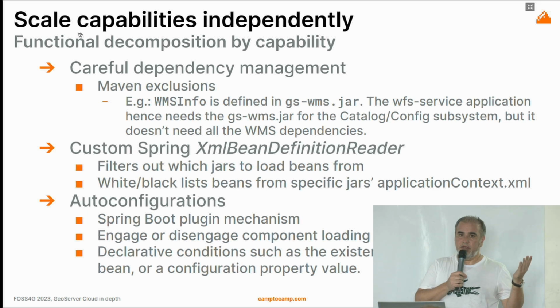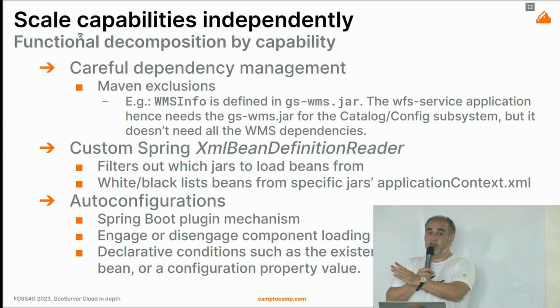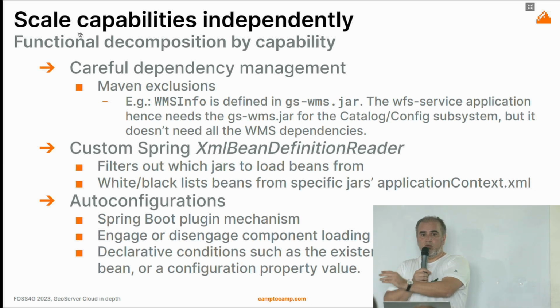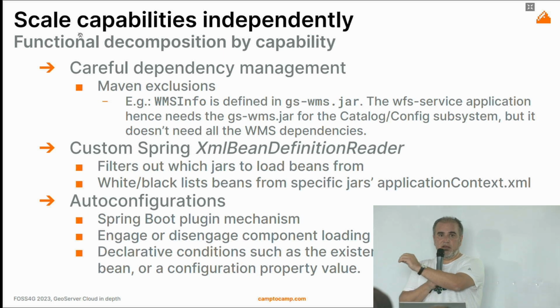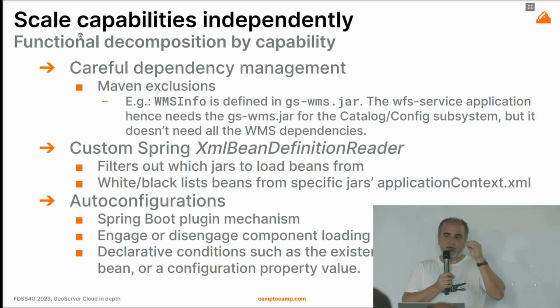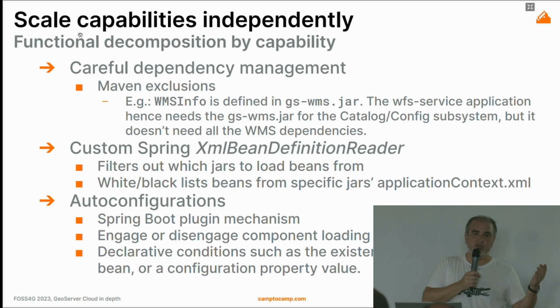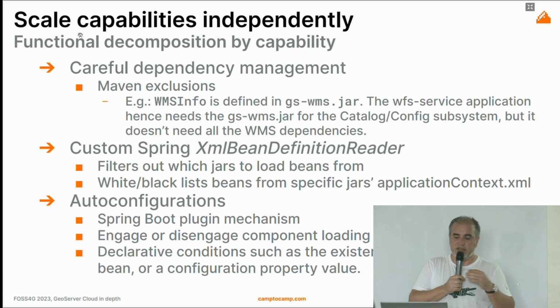The other option would be to translate the whole set of bean definitions in the XML files to Java configuration files, but that's cumbersome. That's repeating a lot of stuff. We rather use what we can from the XML files, check which beans are going to be loaded in each service, and override in the Java configuration files only what's necessary. And the other part of this solution is to use Spring Boot auto configurations.